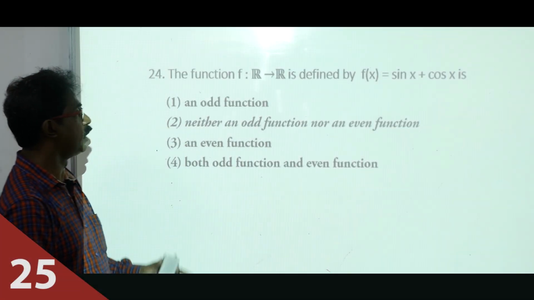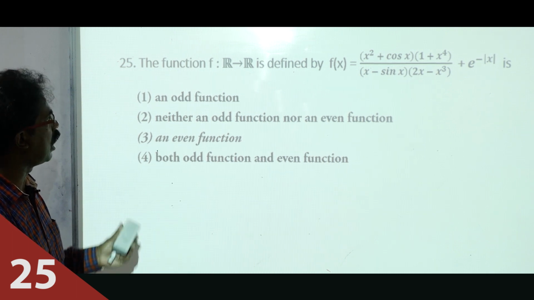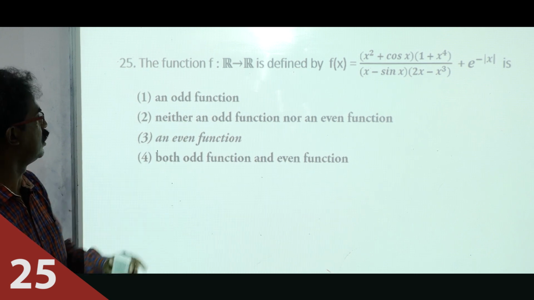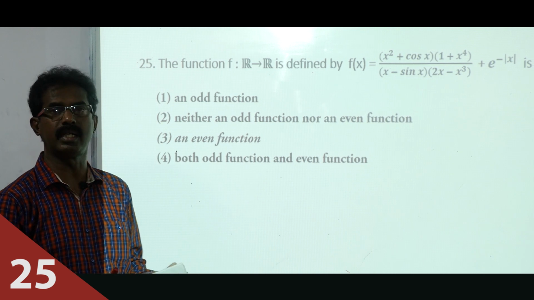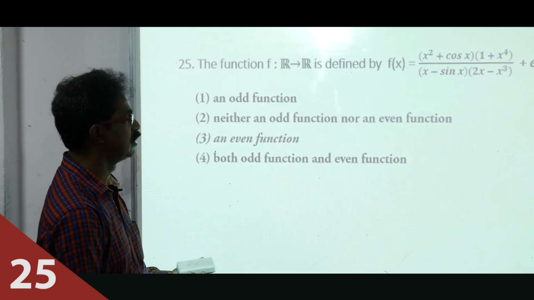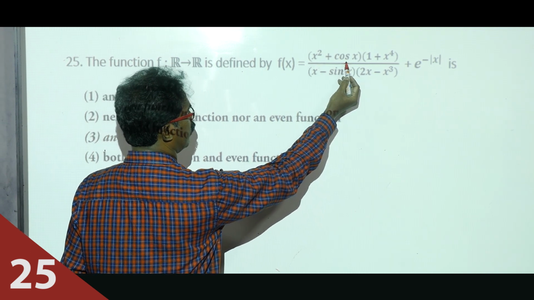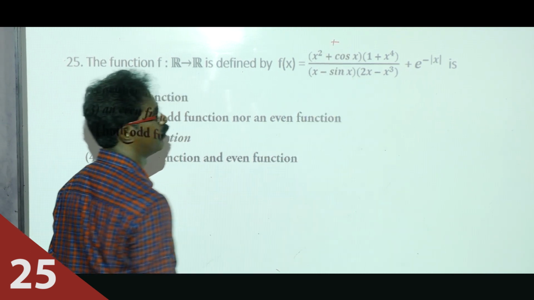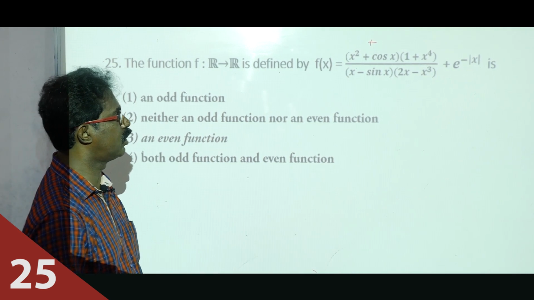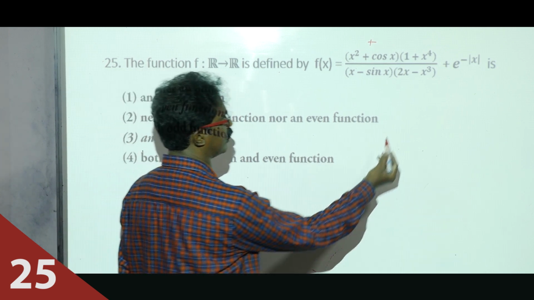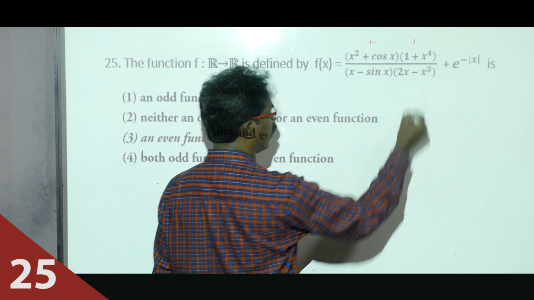Question number 25. The function f from R to R is defined by, a lengthy function is given, but it's a very simple one. Here also you have to check whether the function is odd or even. The method is for x you put minus x. See the first term, for x you give minus x, there is no change. Cos x is an even function, so this is even. Second factor you see 1 plus x raised to 4. That is also even function. If you give minus x, there is no change. So totally this is also an even function.